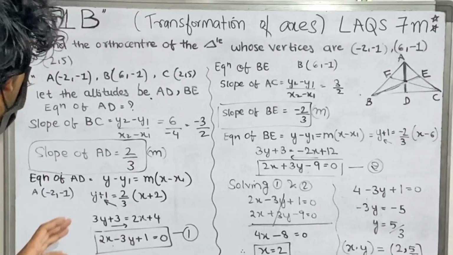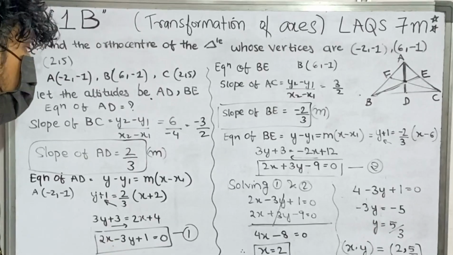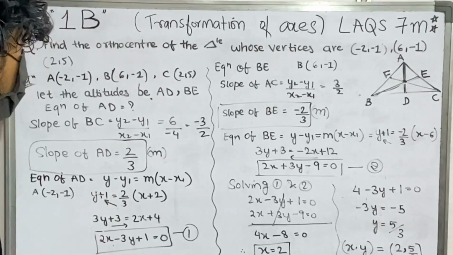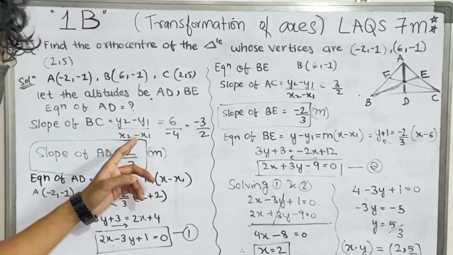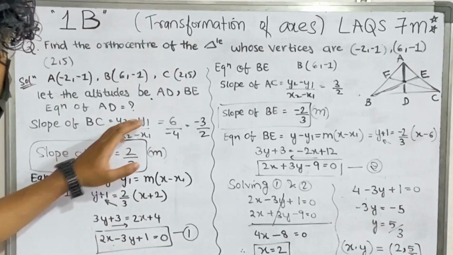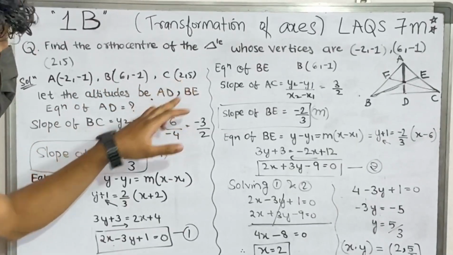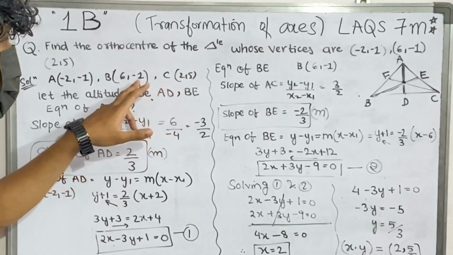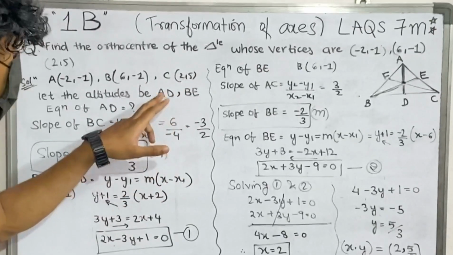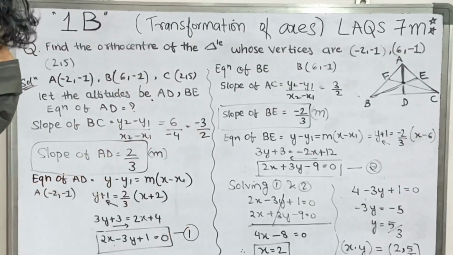Firstly, we use the slope formula for BC. The slope formula is y2 minus y1 by x2 minus x1. So BC is 6 comma minus 1, 2 comma 5. So it is y2 minus y1, so 5 minus of minus 1 becomes 6, and here 2 minus 6 becomes minus 4. So we get minus 3 by 2.